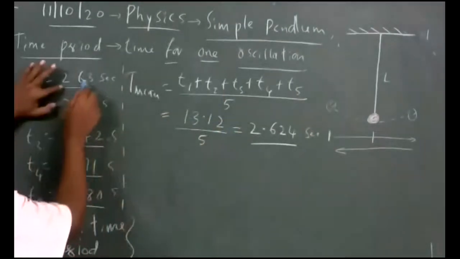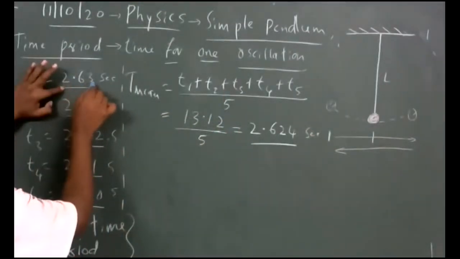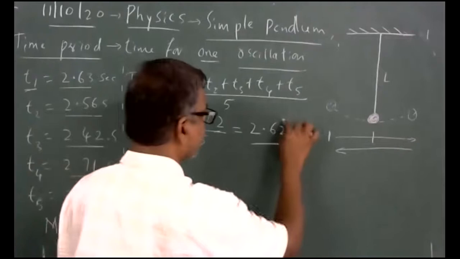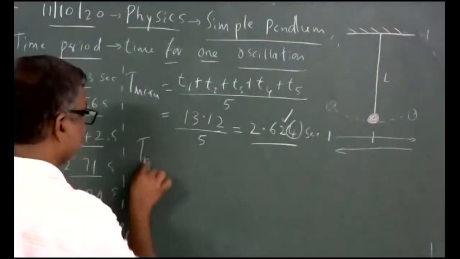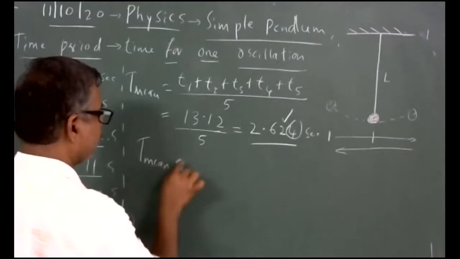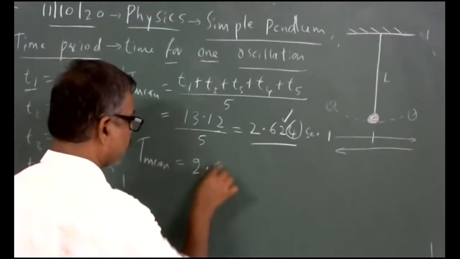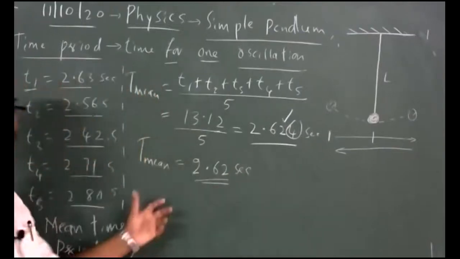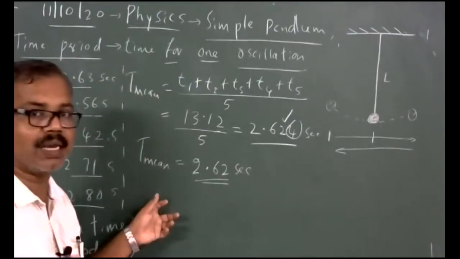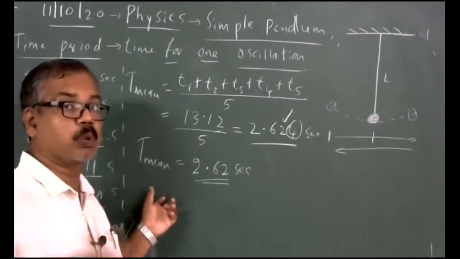All your time periods are to the second decimal place, so I will end up with the second decimal place and neglect the rest. My answer is going to be T mean, the mean time period, 2.62 seconds. I will take it as that. Why is this required? This value is required for measuring absolute error.